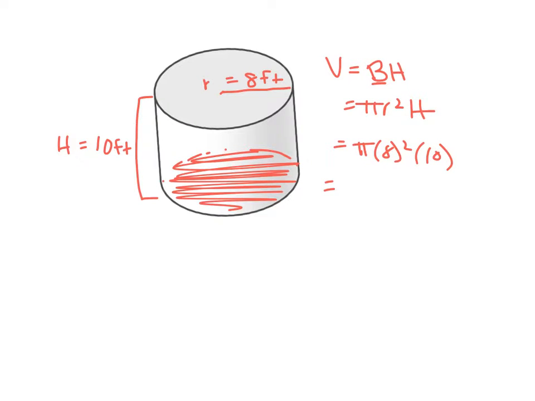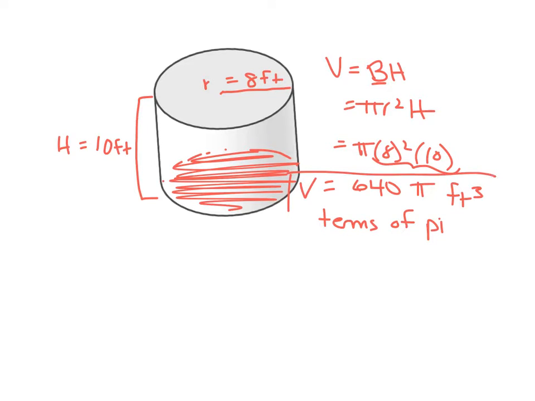Alright, now there's 2 ways you can do this. The first way is going to be in terms of pi, meaning we're going to leave pi in our answer, and we're just going to concern ourselves with those three numbers. So when I say three numbers, I mean 8 to the second, which is 64, times 10. And this can technically be your answer if you want your answer in terms of pi.